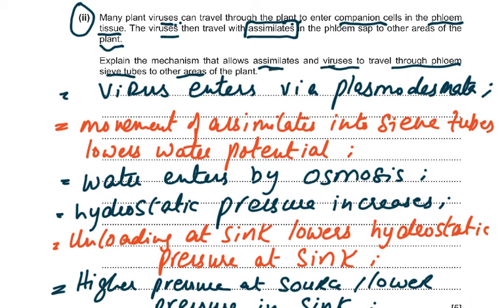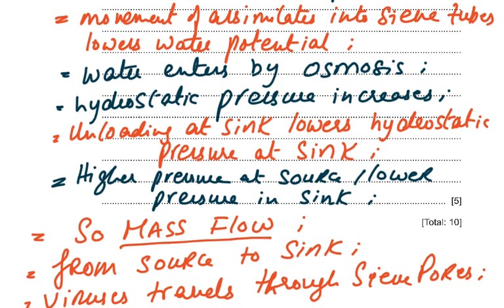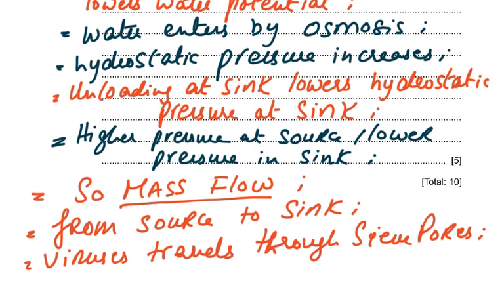So viruses enter via plasmodesmata, movement of assimilates into sieve tubes lowers the water potential. You see, sucrose enters the sieve tubes, lowers the water potential, too much solute. Water enters by osmosis, hydrostatic pressure increases. We've done this in a number of questions. Unloading at the sink lowers the hydrostatic pressure at the sink, higher pressure at the source, lower pressure in the sink, so mass flow from source to sink, and viruses travel through the sieve pores.